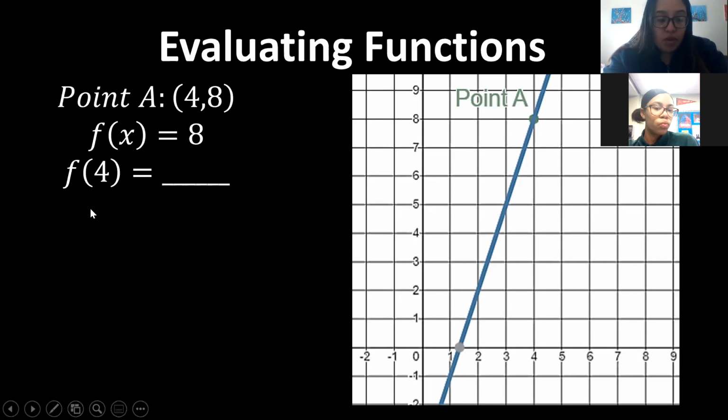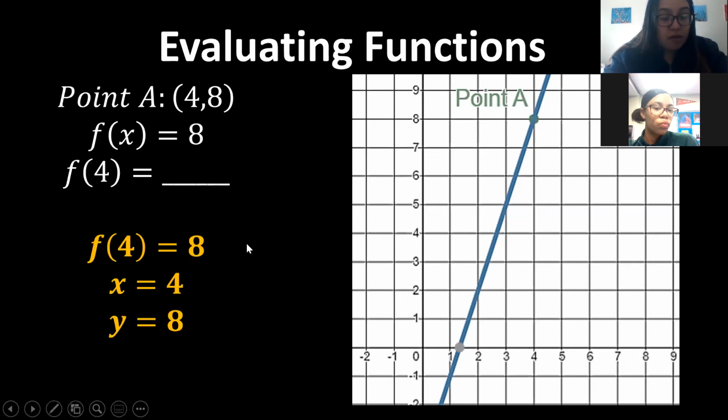So similarly, what if I say f of 4? Well, now I know that x is 4. So I would go to the x-axis at 4, and I would see where the point is. So I have to go up, up, up, and I see the point here. Therefore, I know that when x is 4, y is 8. So these are the 2 ways that I might ask us this question. Eventually, you would want to say this: f of 4 is 8. That means x is 4 and y is 8.